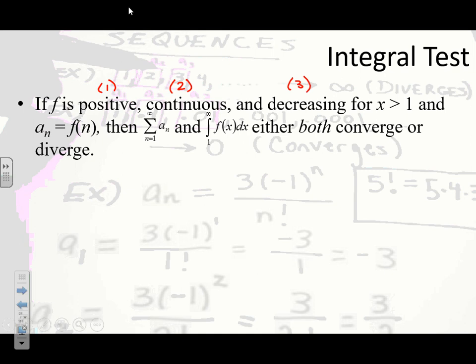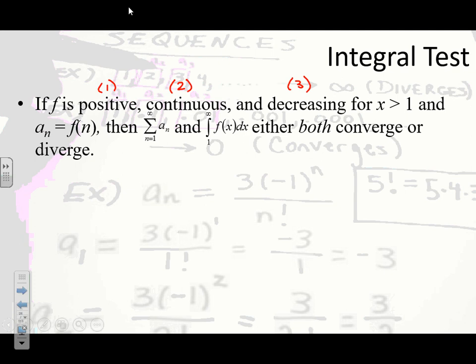Now this says for x greater than 1. What you would want to establish is that that works for whatever the series starts at. So if it starts at n equals 1, then all of this needs to be true for x greater than 1. If it starts at n equals 2, then for x greater than 2 is what we're looking at. So basically where your series starts is going to dictate where this has to start happening.